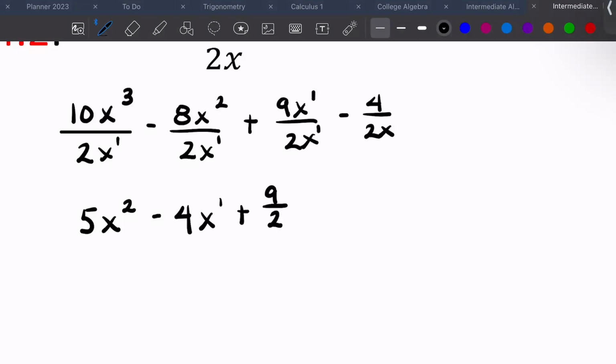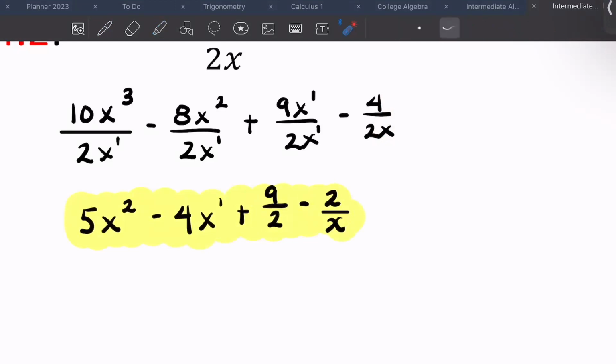X to the 0 power is 1, right? So 9/2 times 1 is just 9/2, right? Then 4 divided by 2 is 2. And x is in the bottom. You see that? And there's no x up top. So that x needs to stay in the bottom. We didn't have anything to mess with our x, right? It just stayed in the bottom. So that would be our answer.